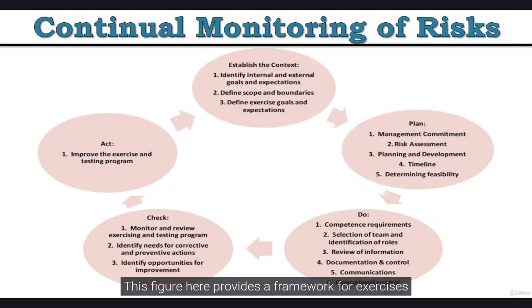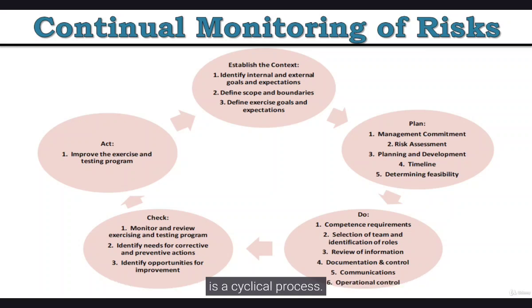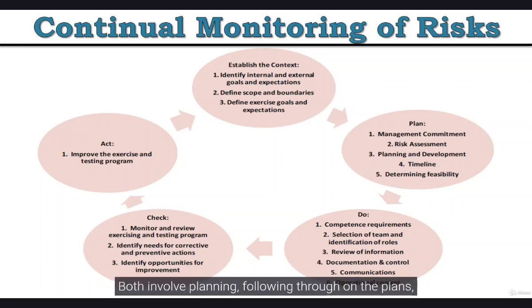This figure here provides a framework for exercises and testing based on the Plan, Do, Check, Act model. Testing, like the supply chain risk management process, begins with establishing the context, but also, like the supply chain risk management process, is a cyclical process. Both involve planning, following through on the plans, checking their performance, acting to improve their performance, and a reconsideration of how the results, as well as considering changes in the organizational context and how they might reshape the context, scope, and boundaries of supply chain risk management for an organization.